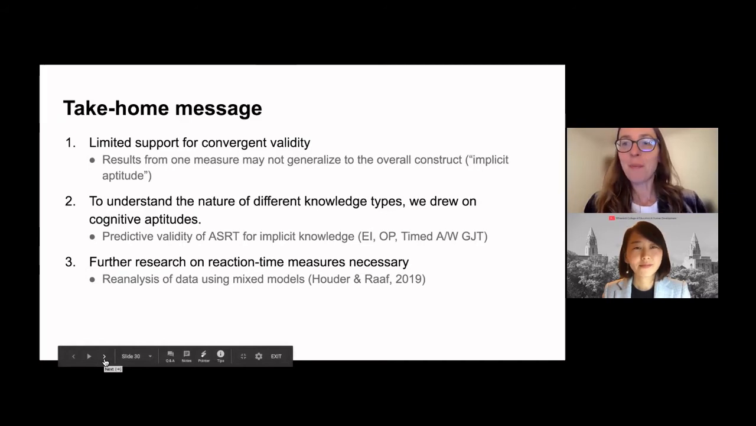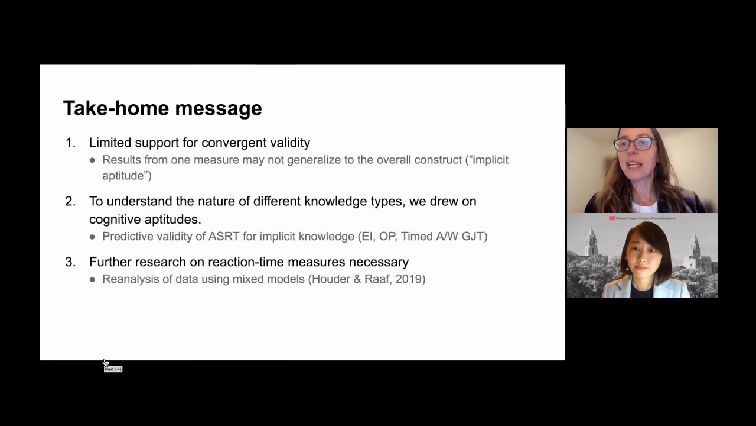So although our results painted a certain picture, we think that the debate on the validity of reaction time measures is far from being settled. And we look forward to being a part of the ongoing conversation.